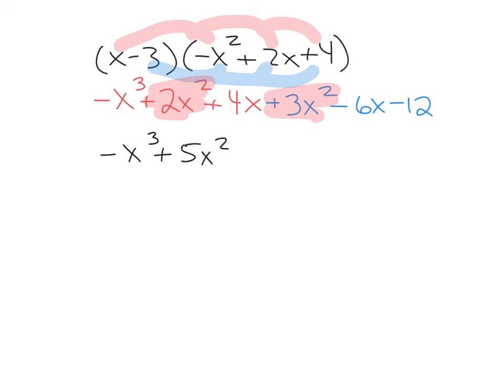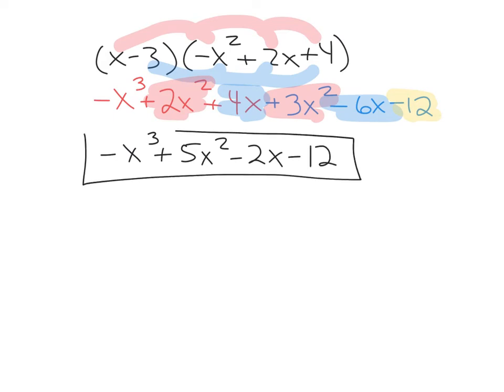And the same thing can be said for my 4x. This will combine with my negative 6x. So that will give me a negative 2x. But looking at this last and final one, though, I just have a constant, one constant, the minus 12. It's just going to tag on at the end because there's nothing to combine with. And so this right here, ladies and gentlemen, is the answer when multiplying horizontally.